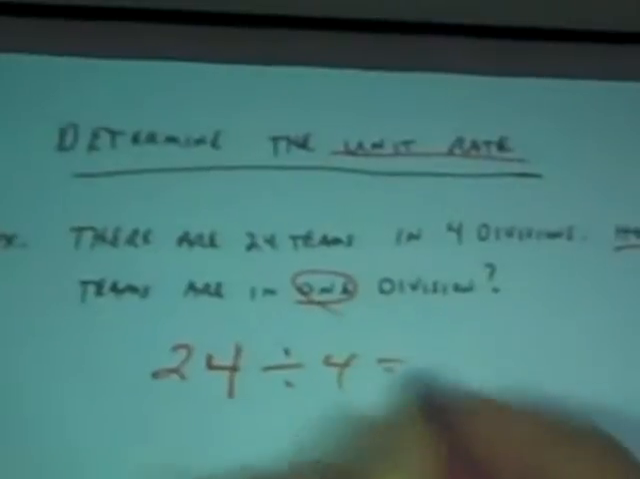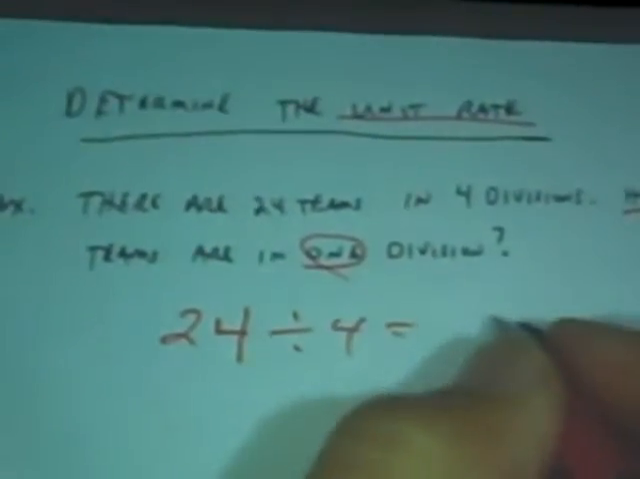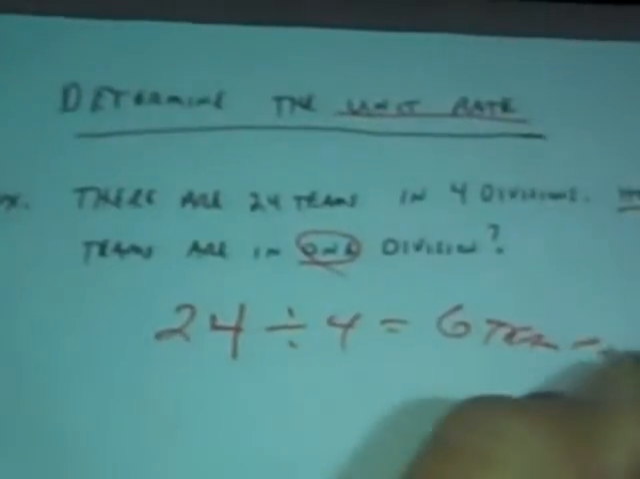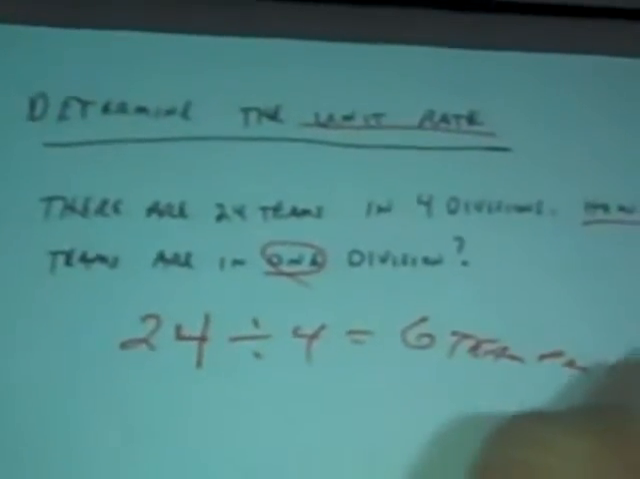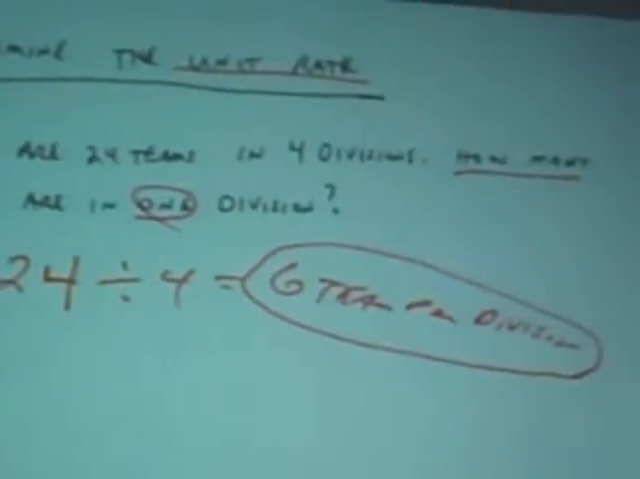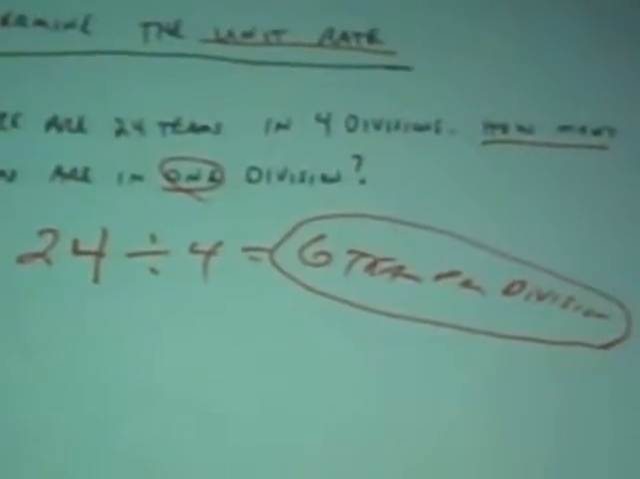The smaller one. So 24 divided by 4. 6. So there's 6 teams per what? Division. Per division. Unit rate. Now you can also set this up like a proportion, and that's where I'm taking us today. Because we just covered proportions and then percents and fractions and decimals.